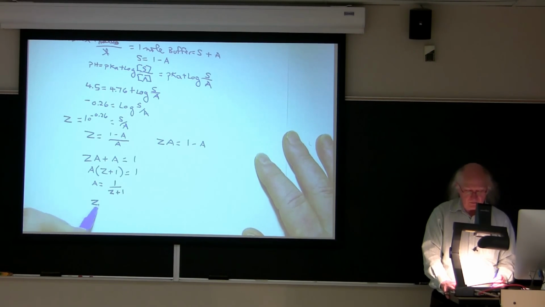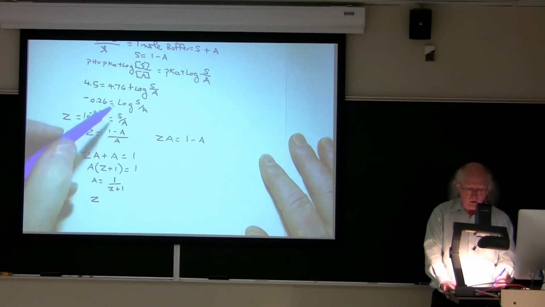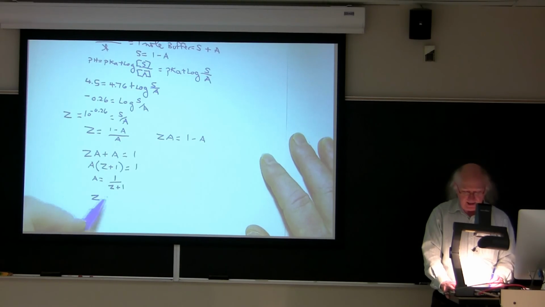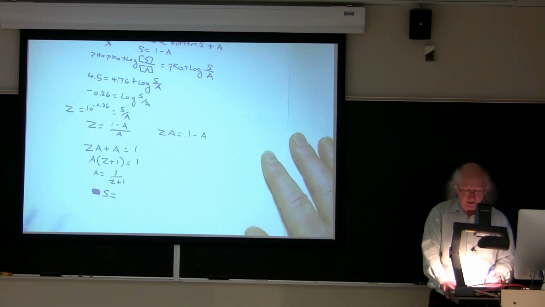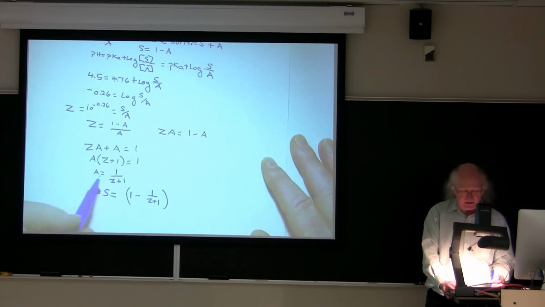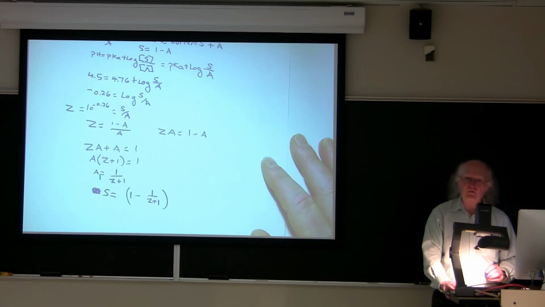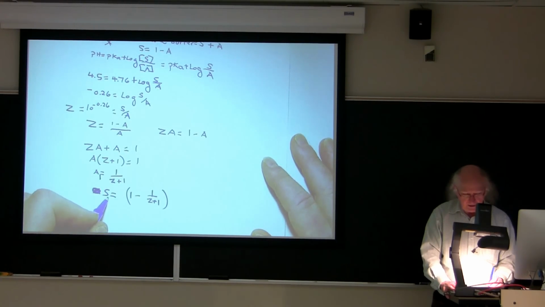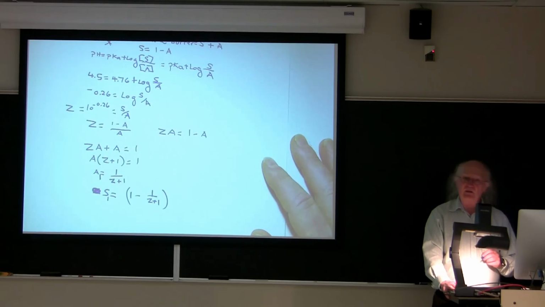Okay? So when I have done that, I have found the amount of A. That's the number of moles of acid. The number of moles of salt is equal to 1 minus that. And the number of moles of salt is equal to 1 minus 1 over Z plus 1. So now, I'm going to label this. I'm going to say this is A1, meaning the number of moles of acid in solution number 1. And this is S1, meaning the number of moles of salt in solution number 1.